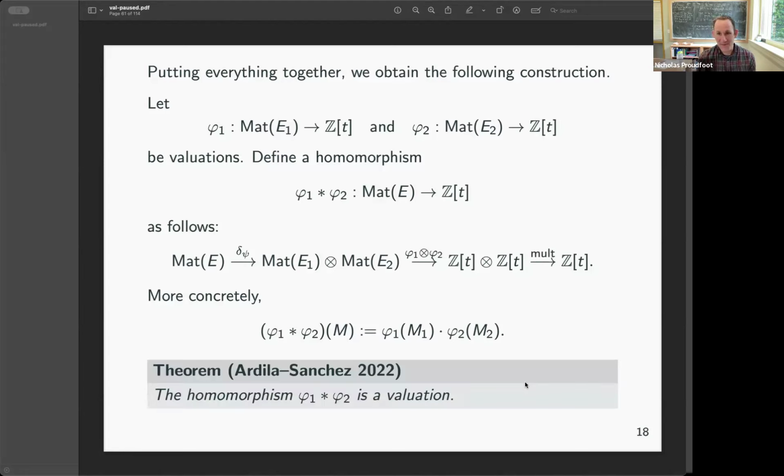And the theorem of Ardila and Sanchez says that this homomorphism is a valuation. So this is a nice way to make interesting valuations out of smaller, simpler valuations. The proof that they give, which is a very nice proof, doesn't use McMullen's theorem, but I want to outline a proof of this theorem that does use McMullen's theorem.